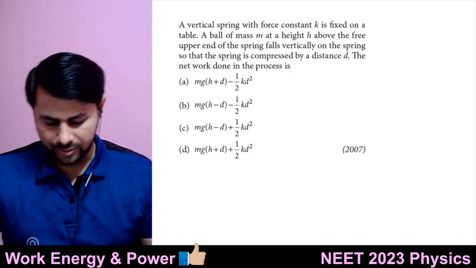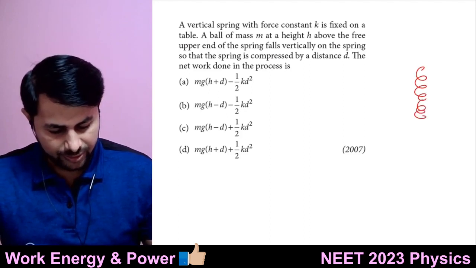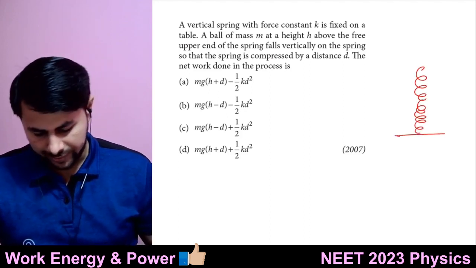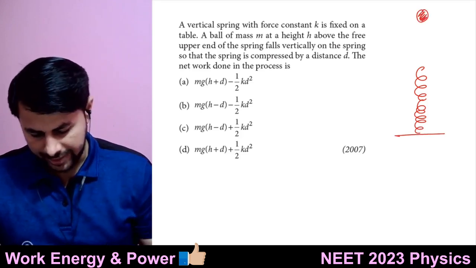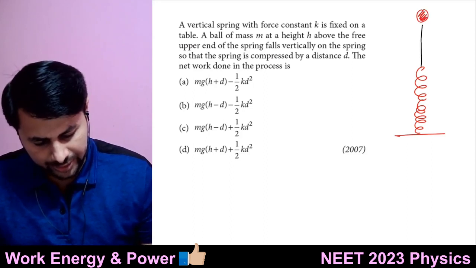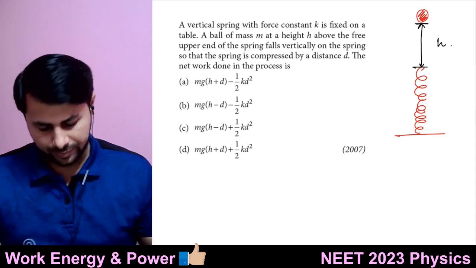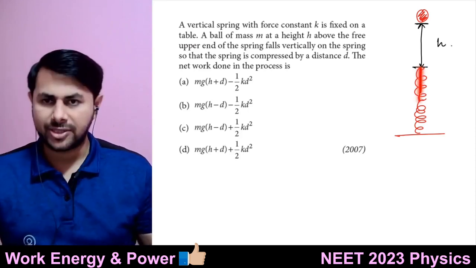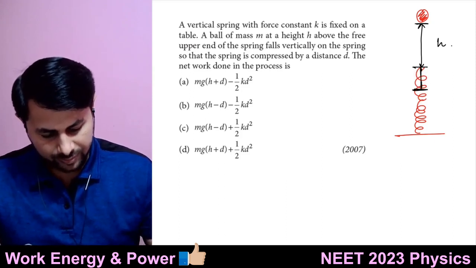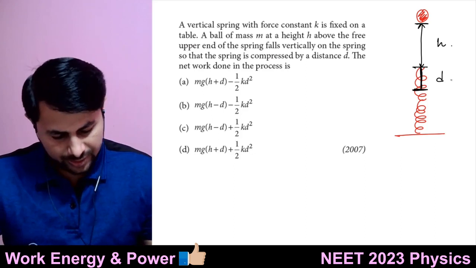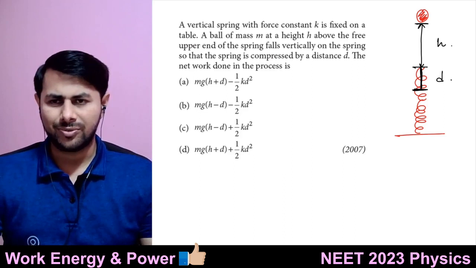Okay, so this is simple. See, there is this vertical spring fixed on a table, and there is a mass which falls from some height h. It falls from this much height h, and then the spring gets compressed. Suppose the compression in the spring is this much. It's given to be d. So how much is the total work done? What will be the total work done?